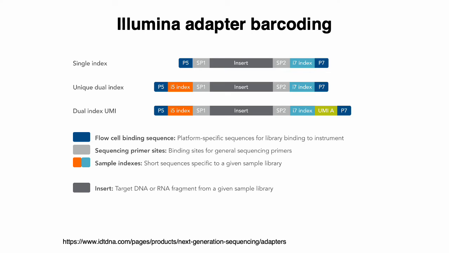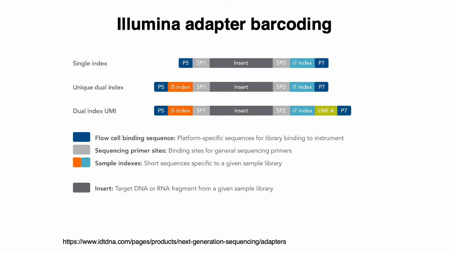adapters with its own unique I7 index, so that when you do the sequencing, you know which read came from which sample. Finally, you have the SP1 and SP2 sequence primer sites. These are basically just primer sites that allow you to do, for example, amplification or actual sequencing. And they basically flank the actual insert sequence. Those sequence elements are common across all of the Illumina adapters.